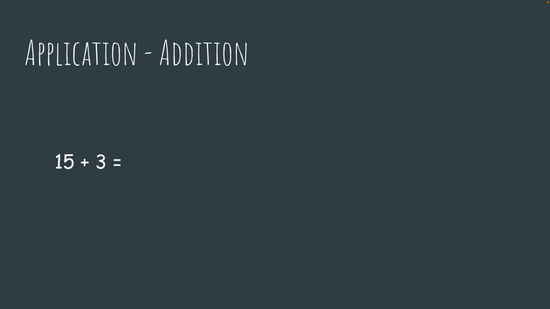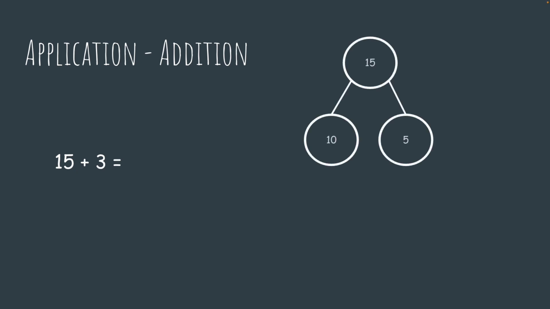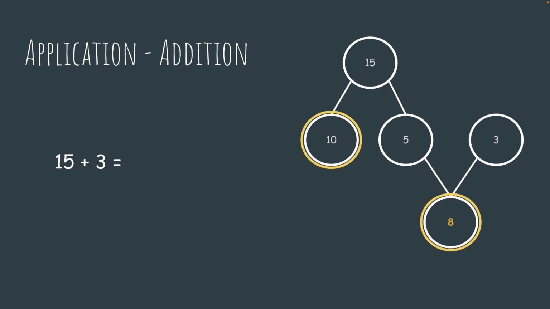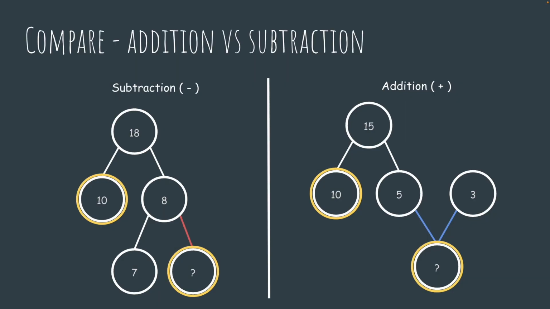Now, let's try addition. If we have a question like 15 plus 3, we can think of 15 as 10 and 5. Then, we can add 3 to 5 easily and get 8. Don't forget about the 10 that we broke down earlier, so we add 10 and 8 together to get 18. Here, we can see the difference in the diagrams between subtraction and addition.